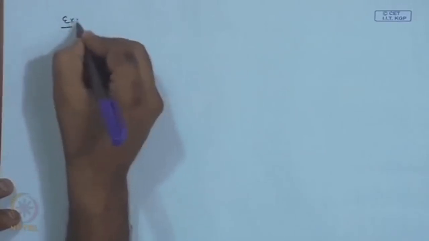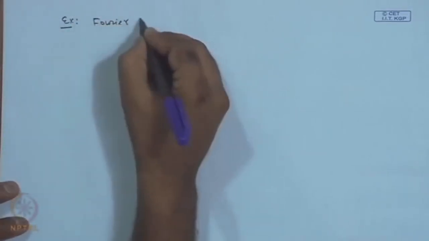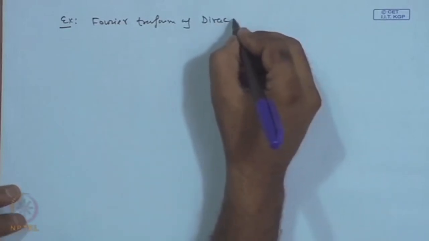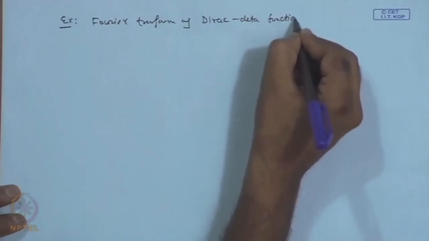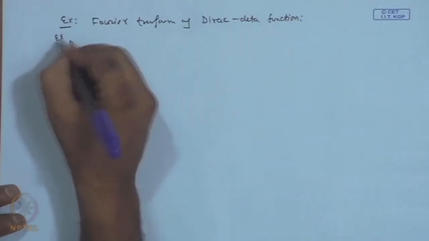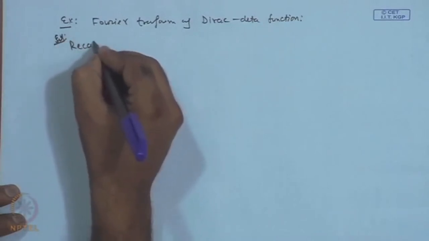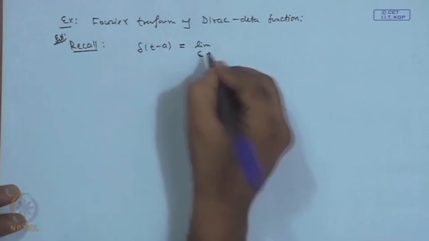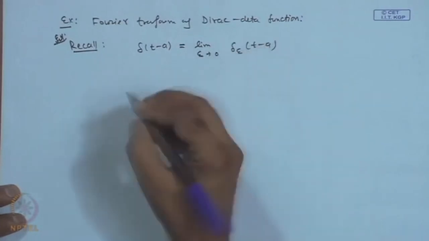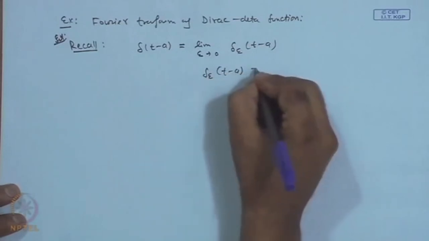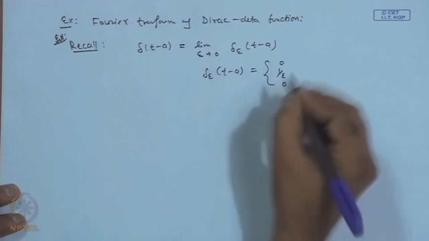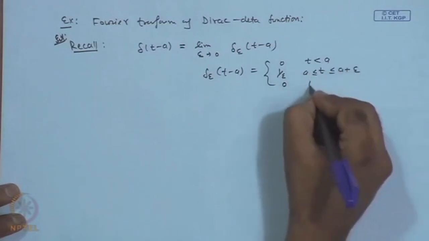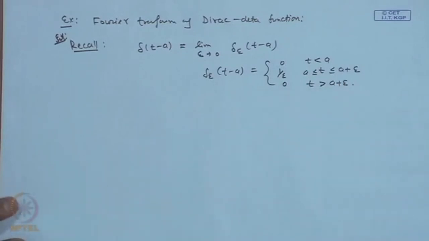Okay, so the next example, we have the Fourier transform of the Dirac delta function. We have introduced this function already while discussing the Laplace transform. Just to recall, it was delta t minus a, and we considered this as a limit of the delta epsilon function. Delta epsilon t minus a was 0 when t is less than a, 1 over epsilon when t is between a and a plus epsilon, and again 0 when t is greater than a plus epsilon.